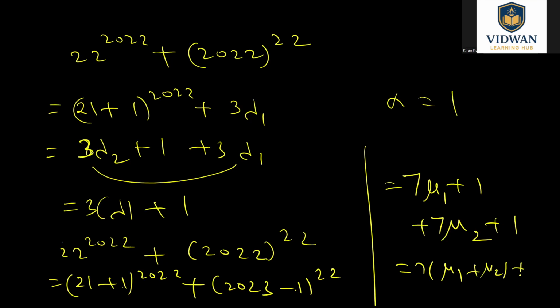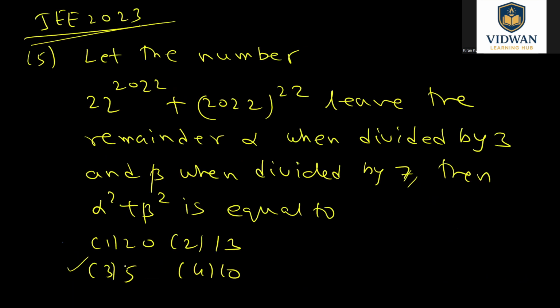So it's a multiple of 7 plus 2, which means when you divide by 7, the remainder is 2, so beta is 2. So if alpha is 1 and beta is 2, alpha square plus beta square will obviously be 5. So therefore, 3 is the correct answer.